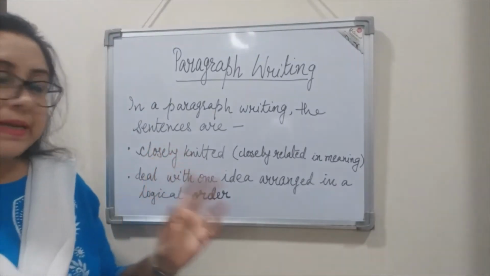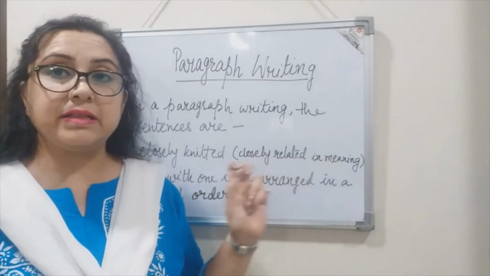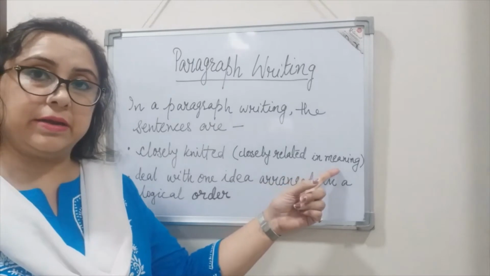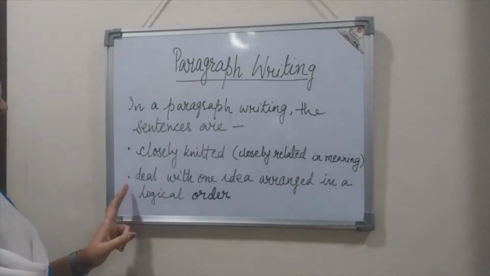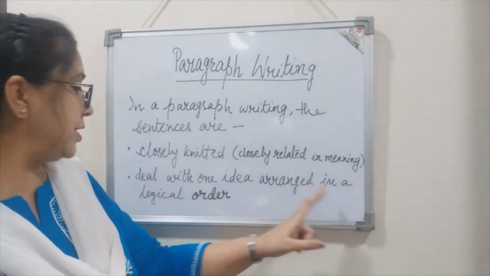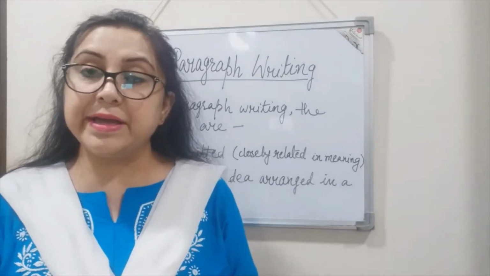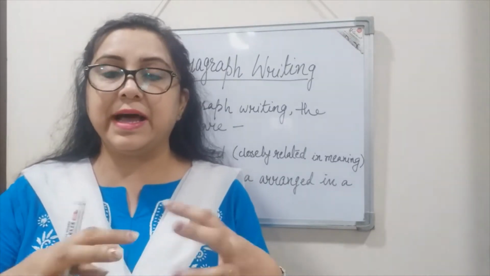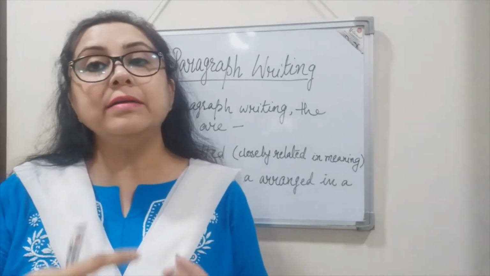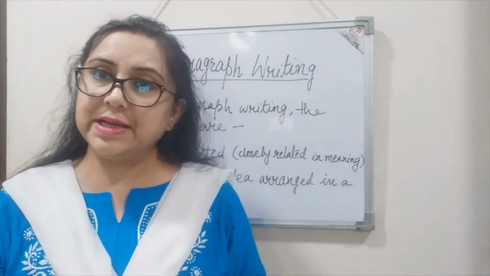Now what does it mean? Closely knitted means closely related in meaning. The sentences should be closely related in meaning, right? And secondly, the sentences deal with one idea arranged in a logical order. So the sentences are arranged in a logical order. The idea is presented through sentences which are arranged in a very logical manner, right?